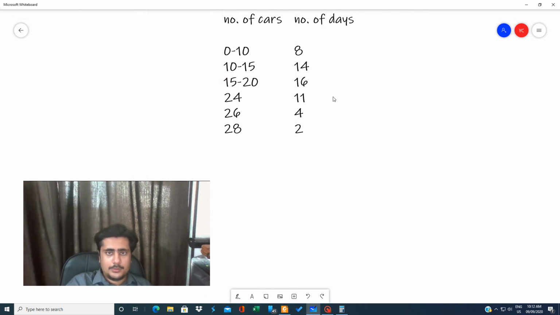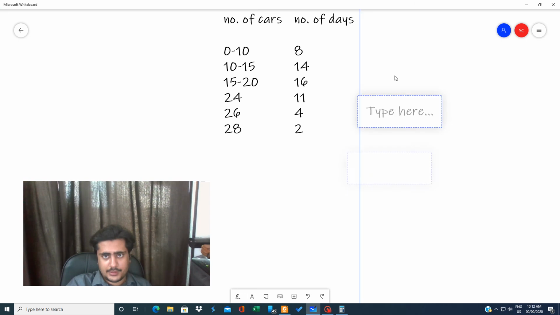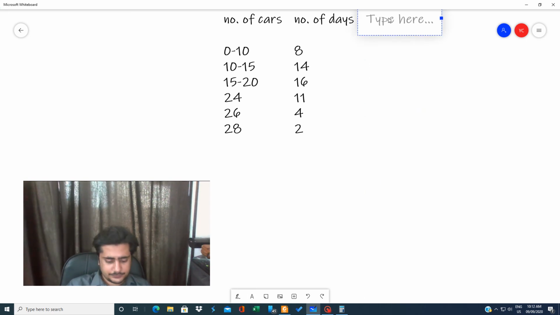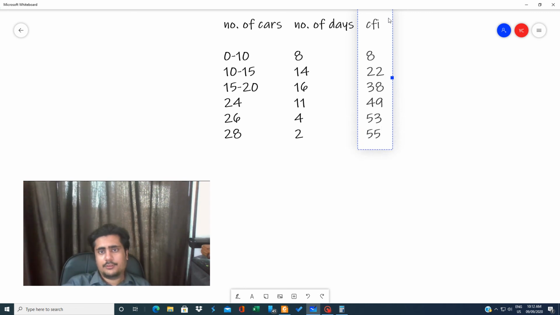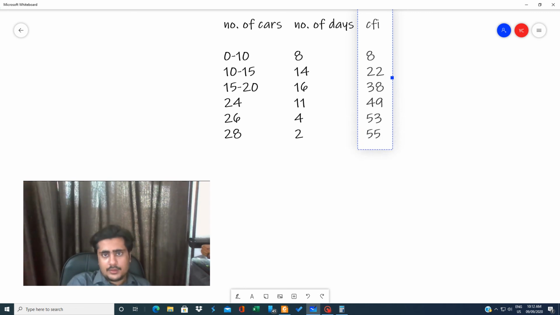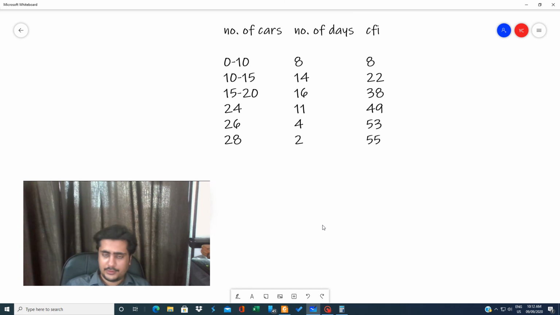So here I'll be using the empirical formula. So let's find the CF: 8, 22, 38, 49, 53 and 55. The total, you can say, 55 is the total.